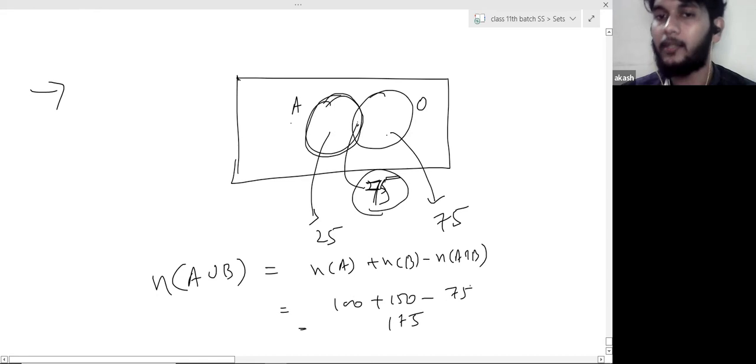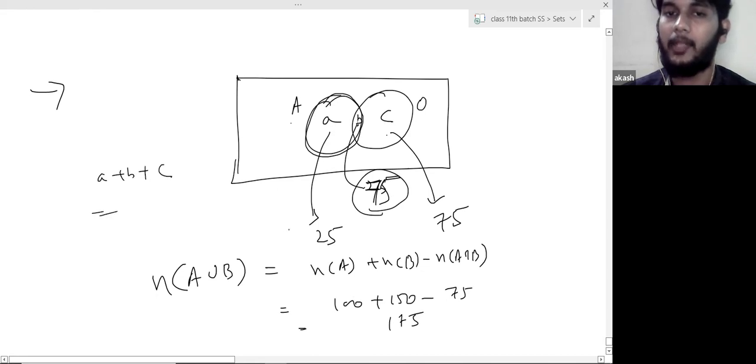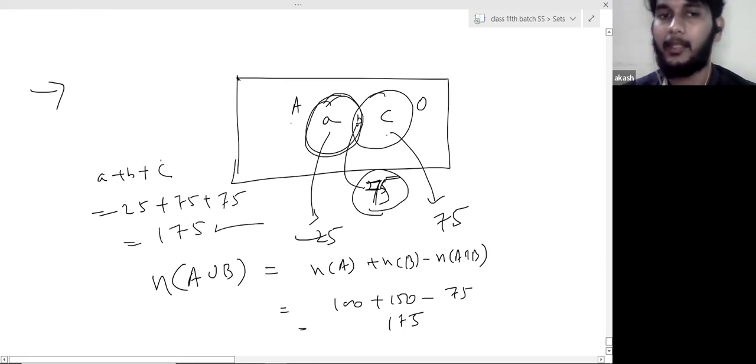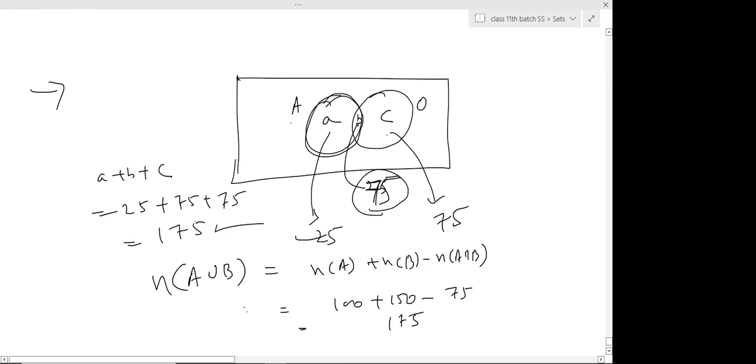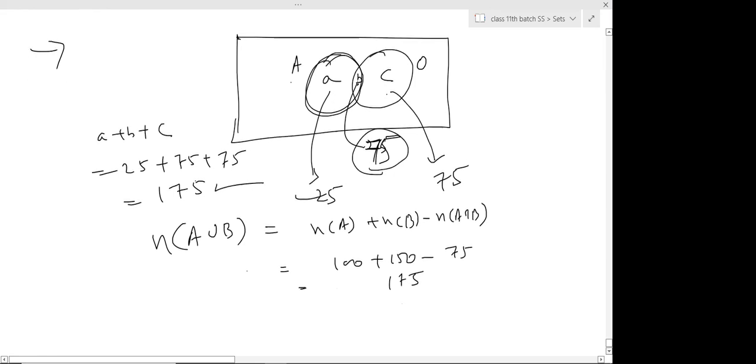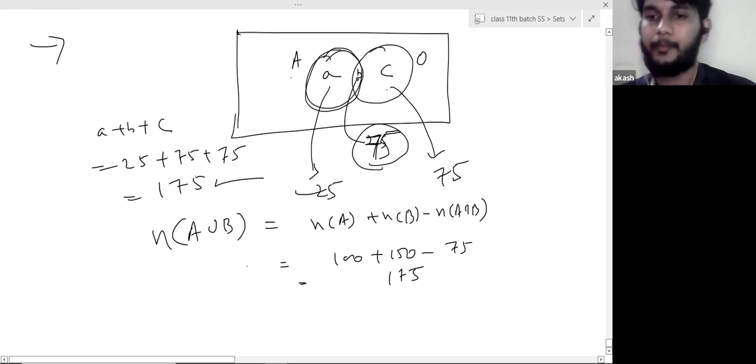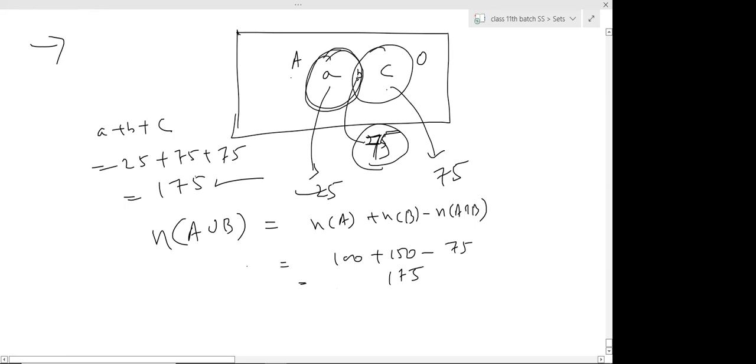You can do this using the formula, or you can add clearly using the Venn diagram. Total area means this area A, this area B, this area C. So A plus B plus C: A we have already figured out as 25, B as 75, and C is also 75. So this is also 175. This is using the Venn diagram, and this is using the formula. Is this clear enough? Yes, sir.